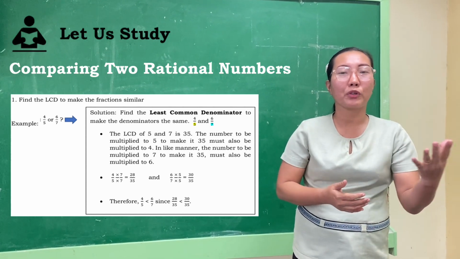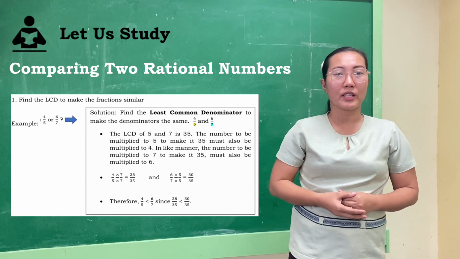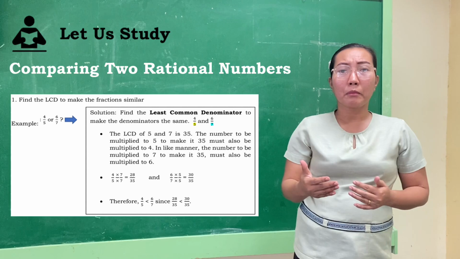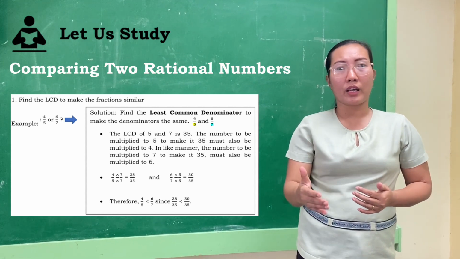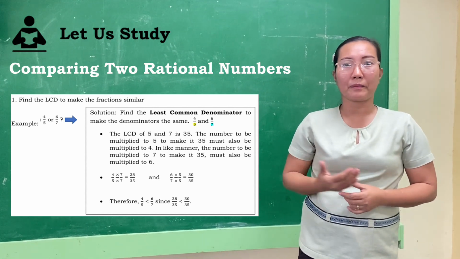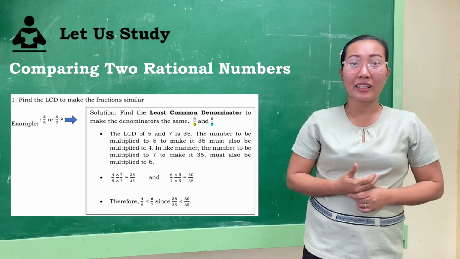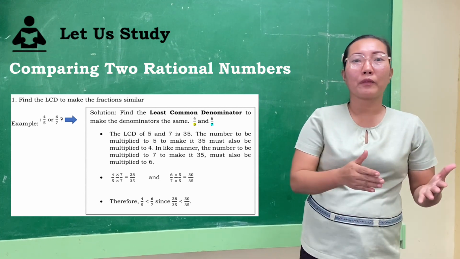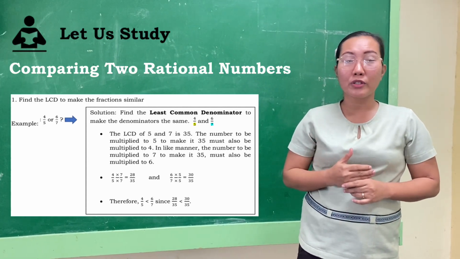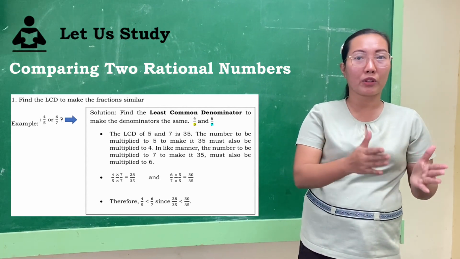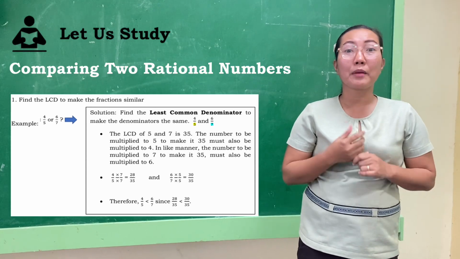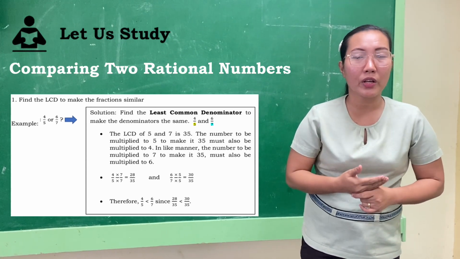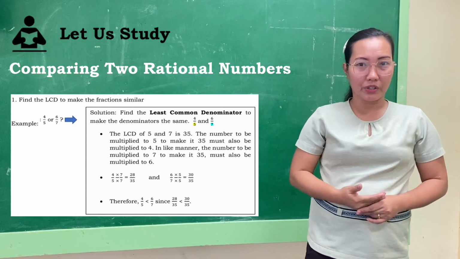So let's go back to the first fraction. We have 4/5. The denominator is 5. Now, what number can be multiplied by 5 to make it 35? You're right, and that is 7. If we multiply 7 to 5 to make it 35, then we also multiply 7 to the numerator, so it becomes 4 times 7, and it becomes 28. So the fraction now becomes 28 over 35.